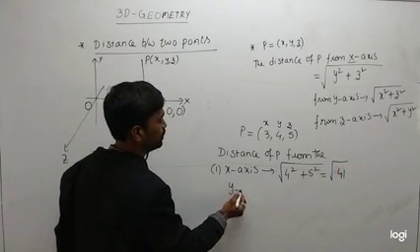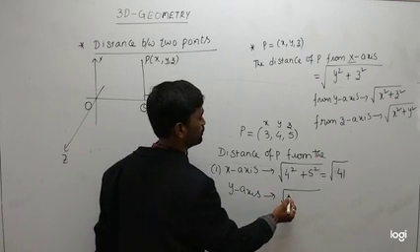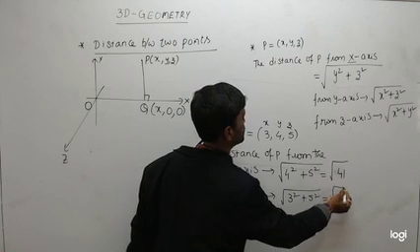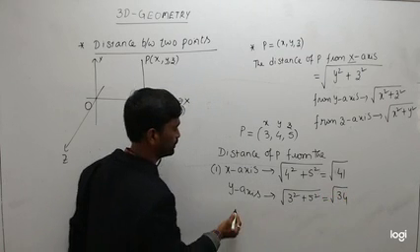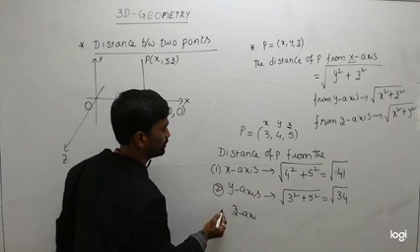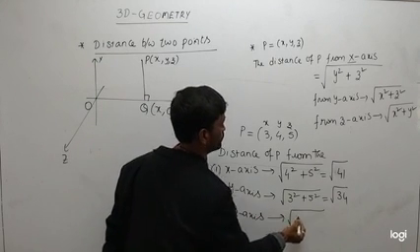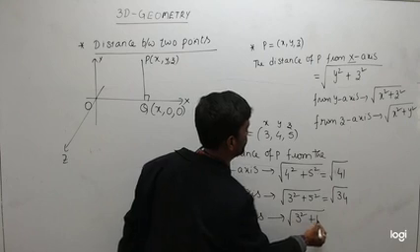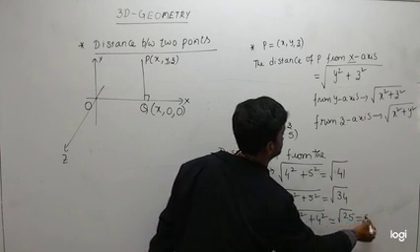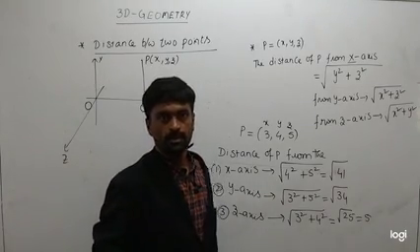Similarly, from the y-axis, what will you get? Square root of 3 square plus 5 square. So 25 plus 9, 34. From the z-axis, it is square root of 3 square plus 4 square. So square root of 25, which is equal to 5. So that was the answer. Okay, next.